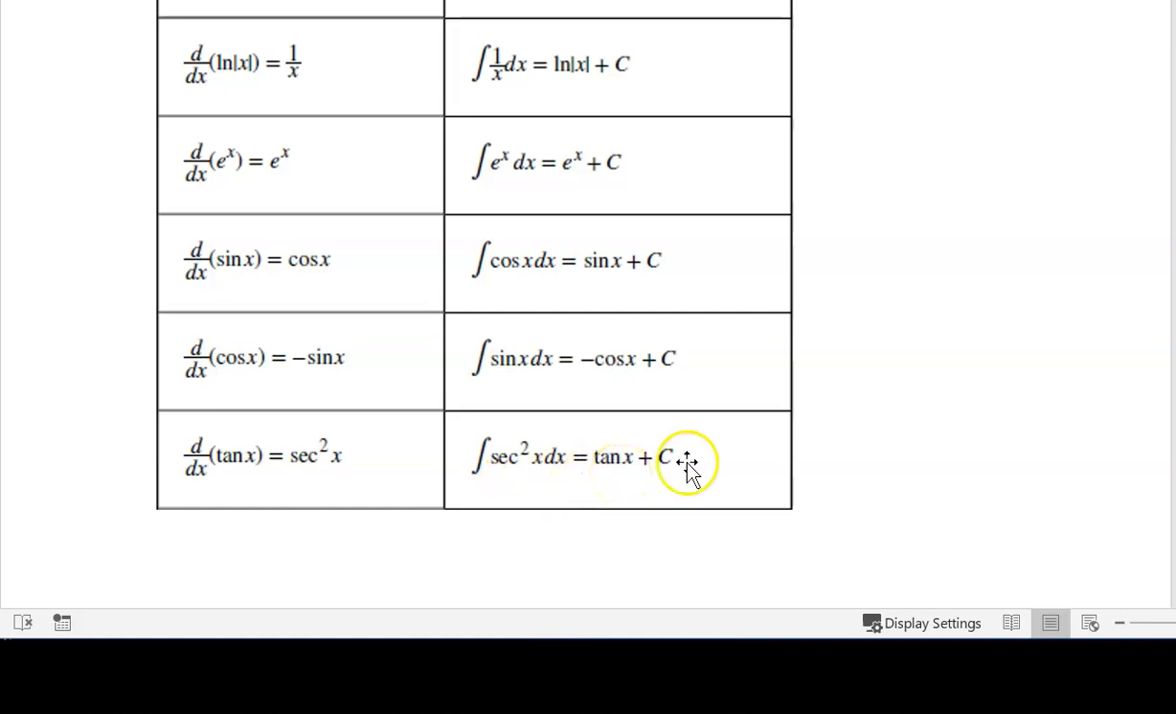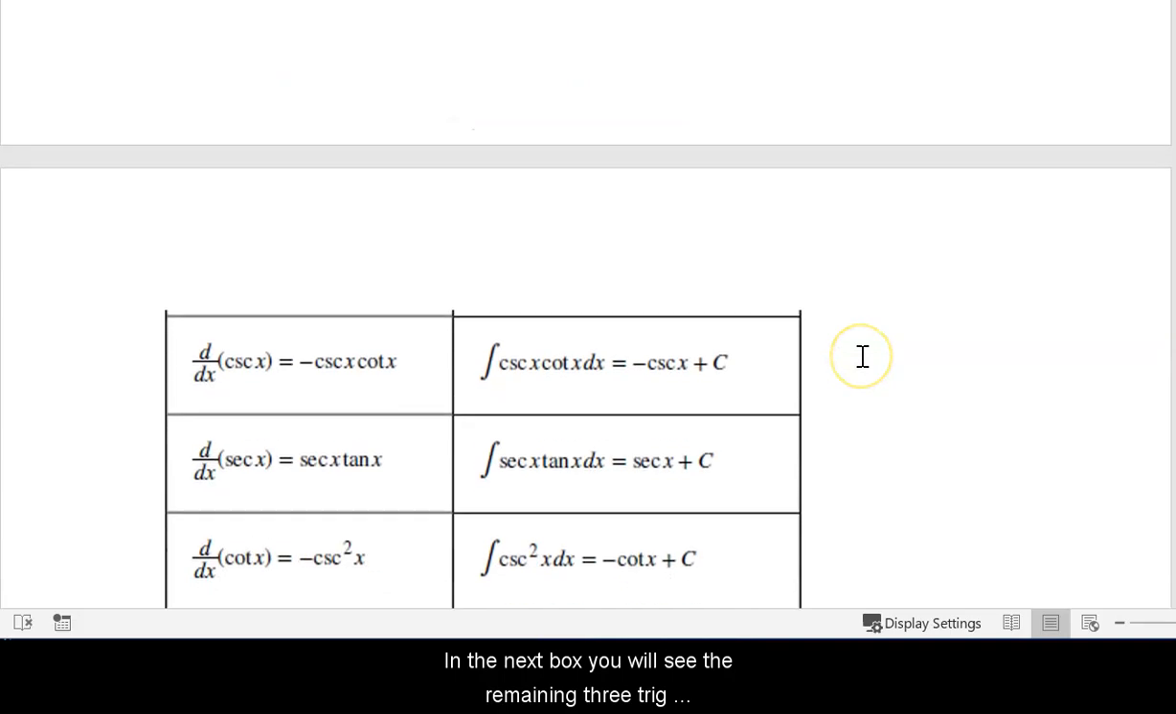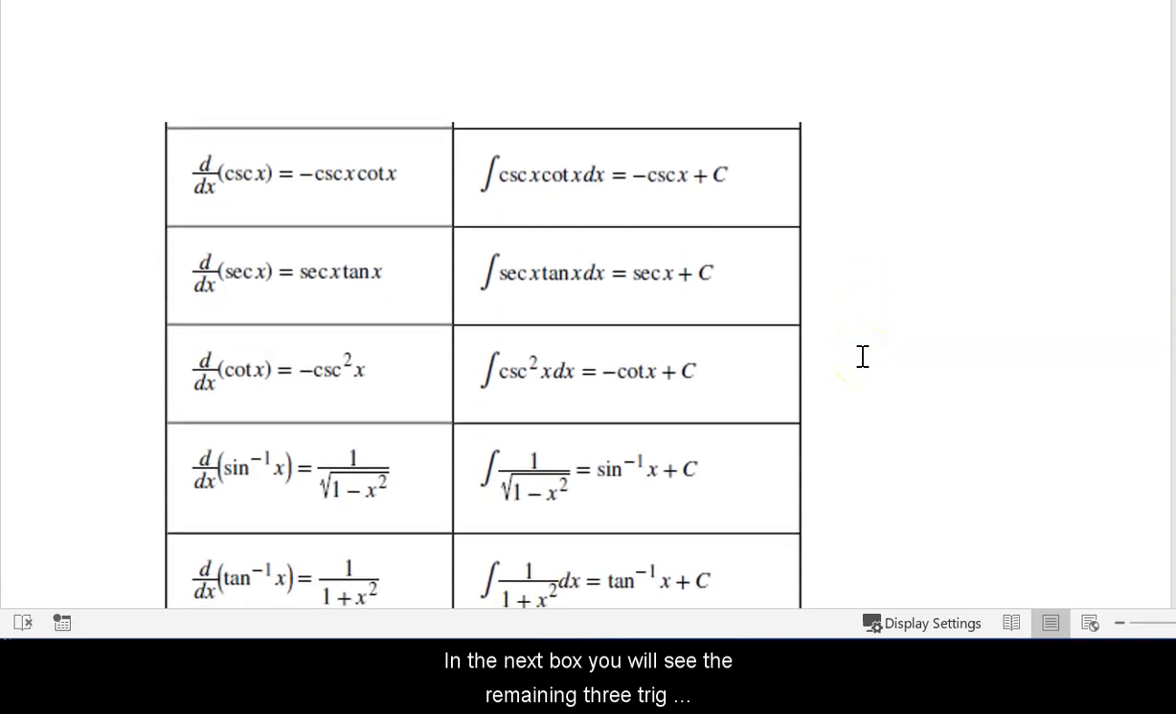In the next box, you will see the remaining three trig derivatives for cosecant of x, secant of x, and cotangent of x. Since the derivative of cosecant is negative cosecant cotangent, integrating cosecant cotangent gives us the opposite of cosecant. You could also put a negative in front of the integral, which would negate this negative here and give you back cosecant.